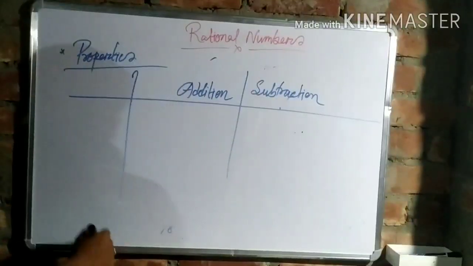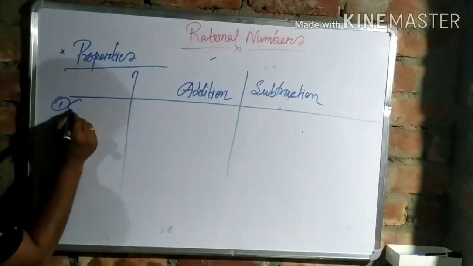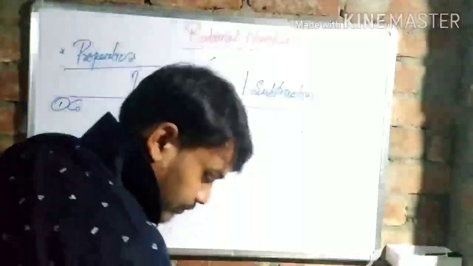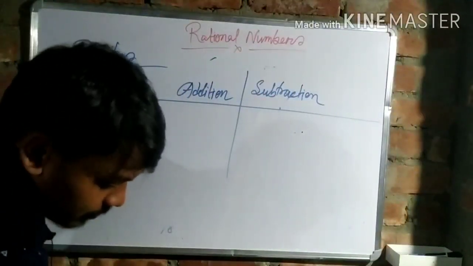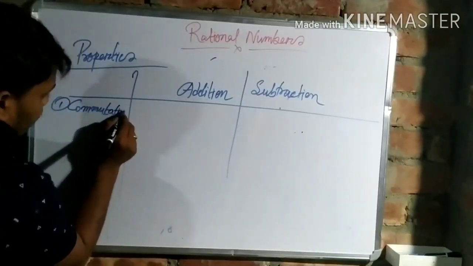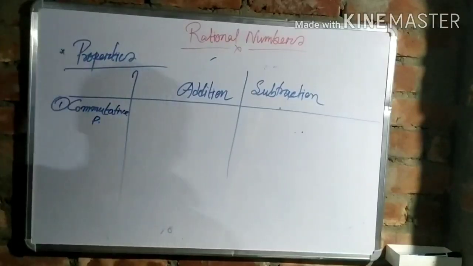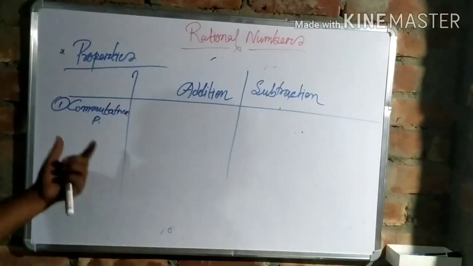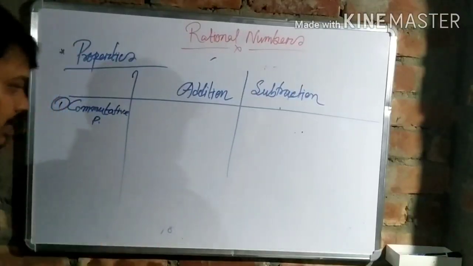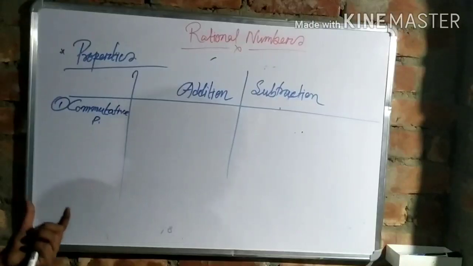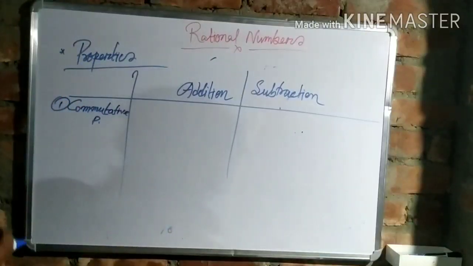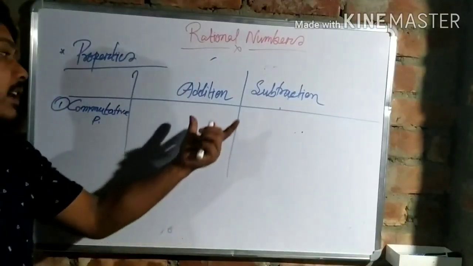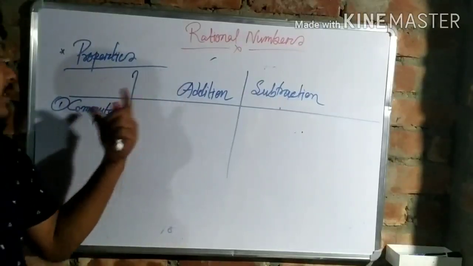The first property is the commutative property. What is the commutative property? It means that if we change the position of the values with addition, then the result is also the same. If the result is the same, then we call addition commutative.